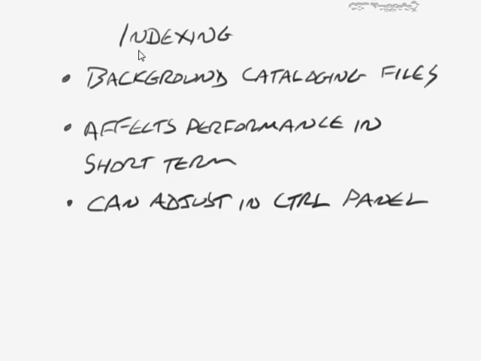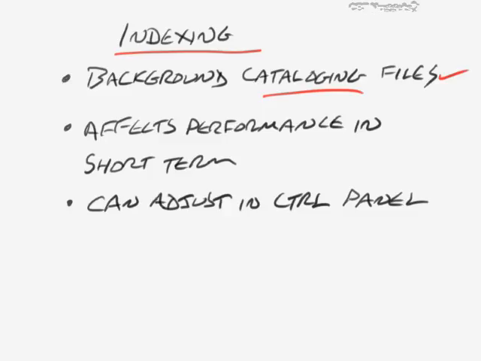Let's also address indexing, and I don't think this is something you need to know about in great depth for the A+ exam, but just know at least what it is and where to configure it. What this basically is, is kind of a background cataloging of the files on your system, and it also includes things such as internet history. Now, what's the usefulness of this? This will help us to find files faster.